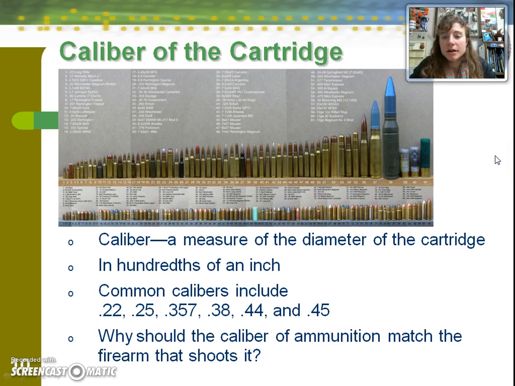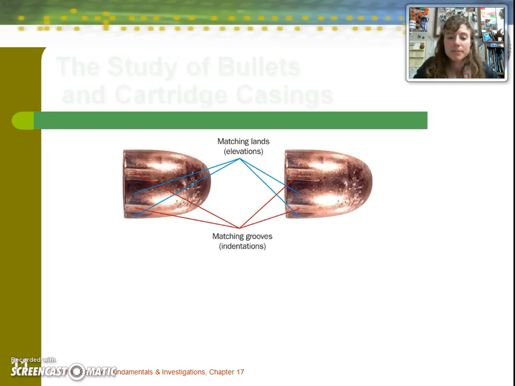Now caliber is a word that we use to describe the diameter of the cartridge, which is measured down here. This is measured in hundredths of an inch. Sometimes you'll find it in millimeters depending on the type. Common calibers would be 22 caliber, 25, 44, 45. The larger the number, you can assume the larger the cartridge. And of course it's important for the caliber of the ammunition to match the correct caliber of the firearm.